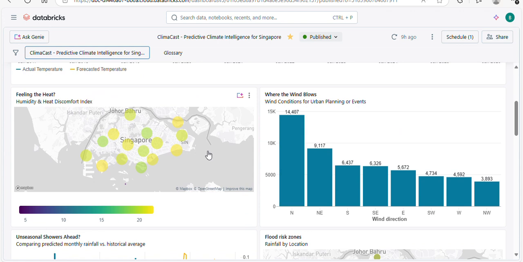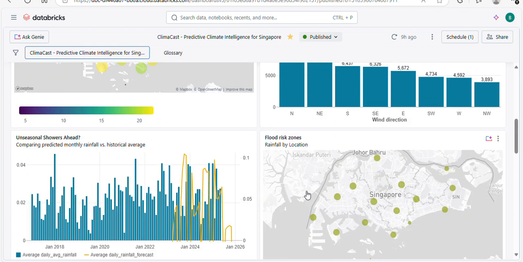Here, this is a heat discomfort map. It visualizes humidity and heat discomfort indices across the different districts. The yellow zones indicate higher discomfort. This is a wind direction analysis. This reveals that most wind blows from the north and northeast, which is critical for urban planning, especially for ventilation corridors and placement of high-rise structures, etc.